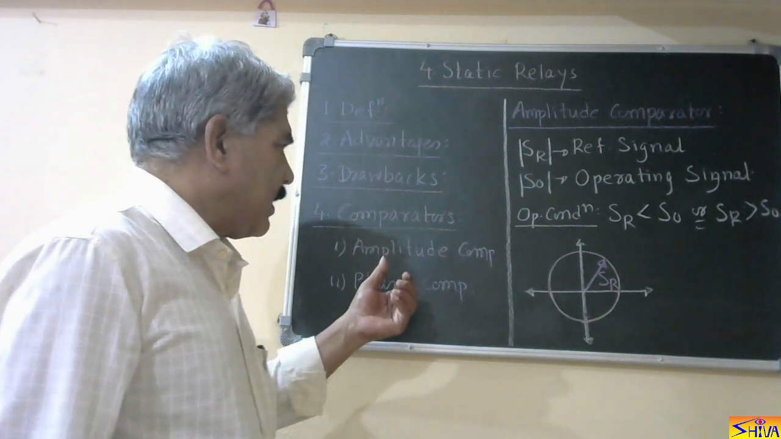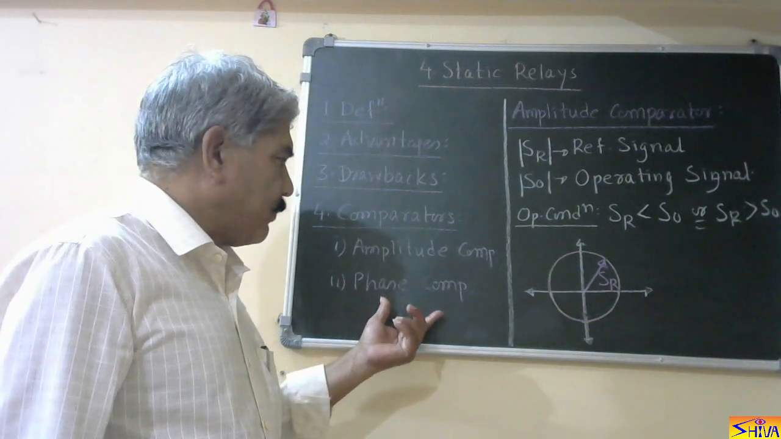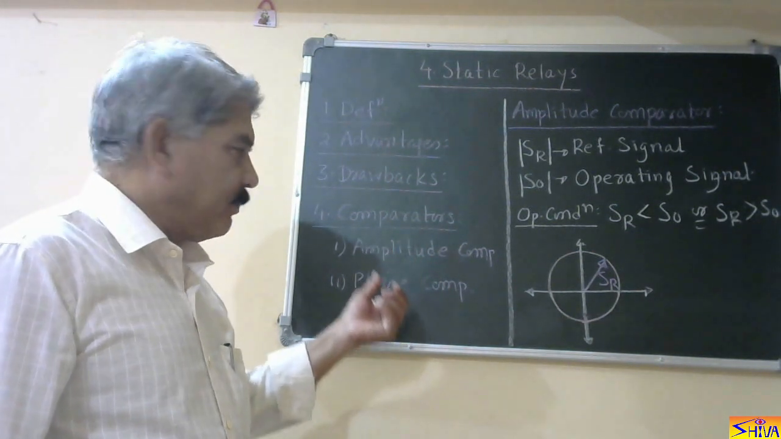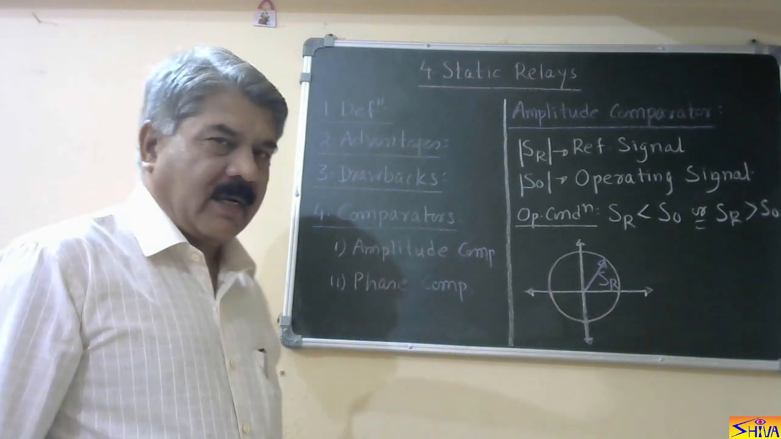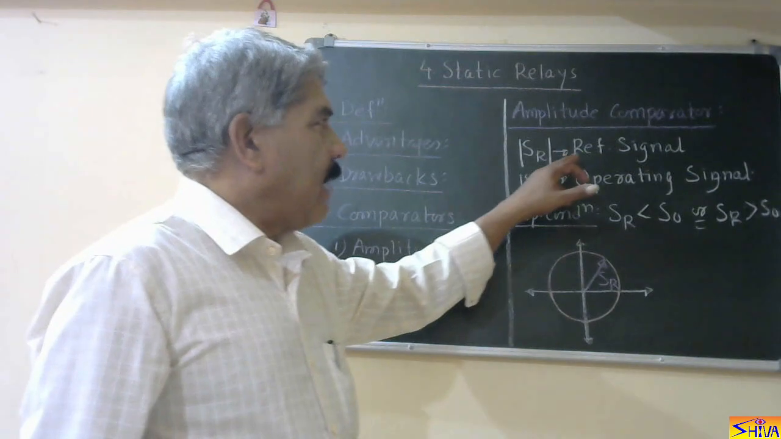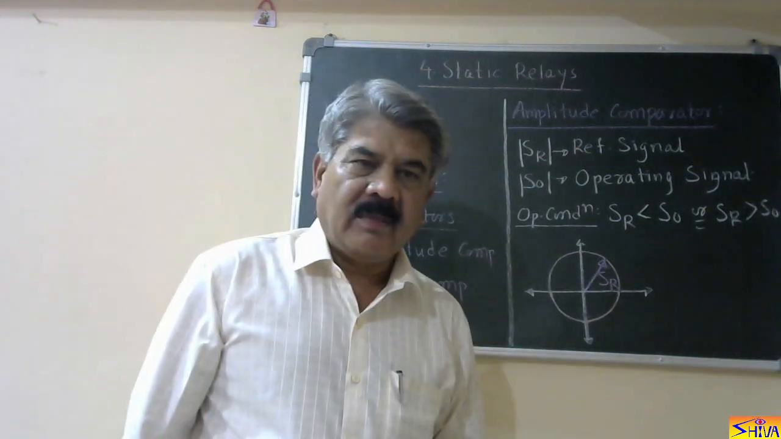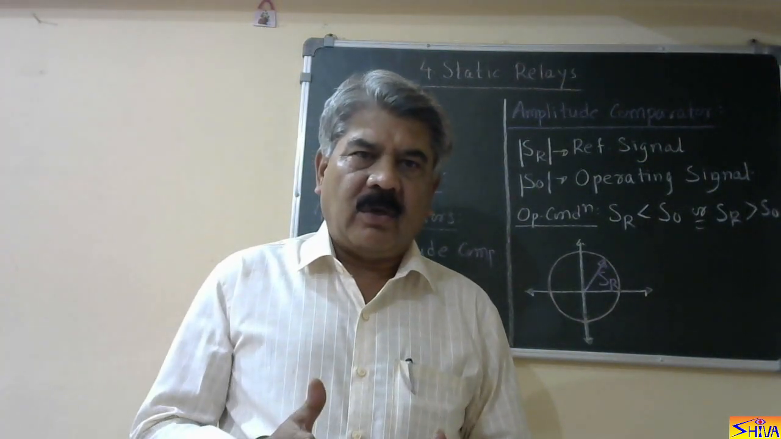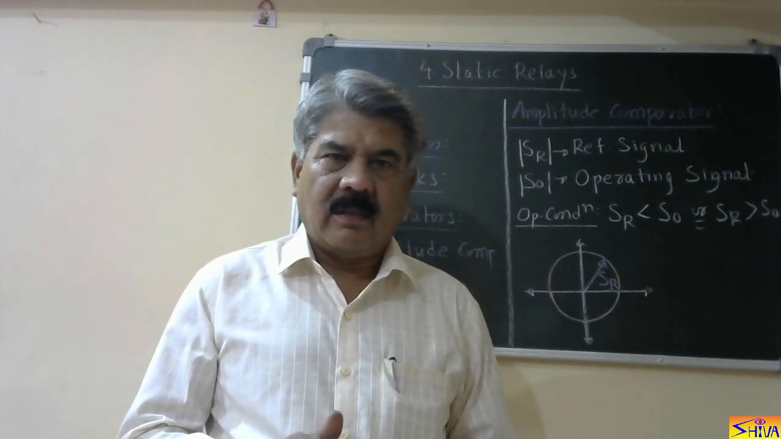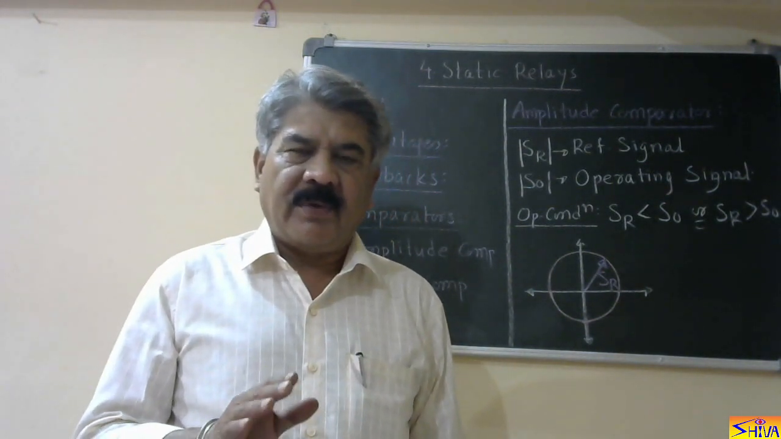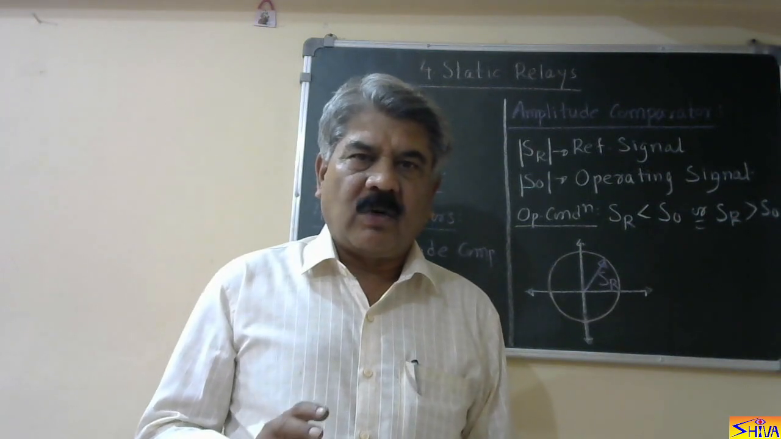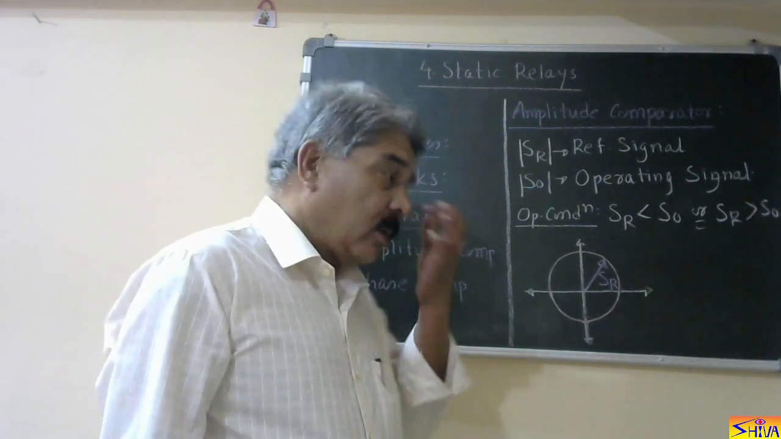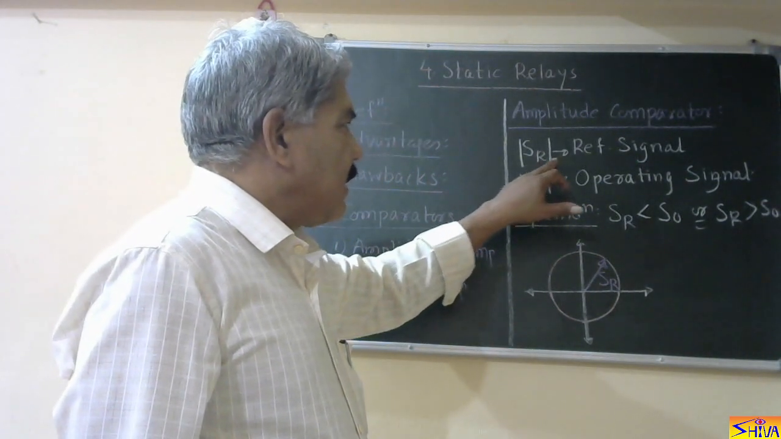Now when we say comparator, either there is amplitude comparison or phase angle comparison. So comparators are divided into two categories: amplitude comparator and phase comparator. So let us start with the amplitude comparator. Simple definition is these are the comparators which compare only the amplitude of the two signals. The operation is independent of phase angle difference between these two quantities, and it solely depends on the amplitude or magnitude.